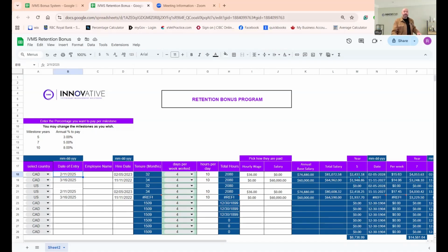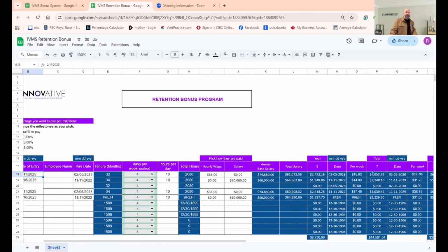But what date is that? That's going to be in 2028 because their hire date was February 5th, 2023. So we're in 2025, and that's the date of entry. I need to put away for that particular person $15.83 a week to pay for their $2,432 at the end of that period. So we've got 3 years to save $2,432, at $15.63 per week.